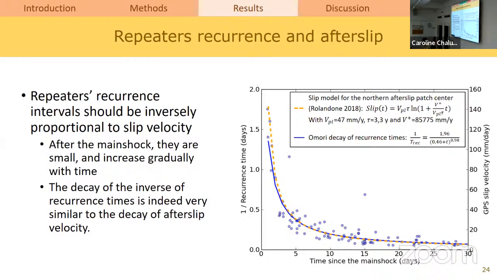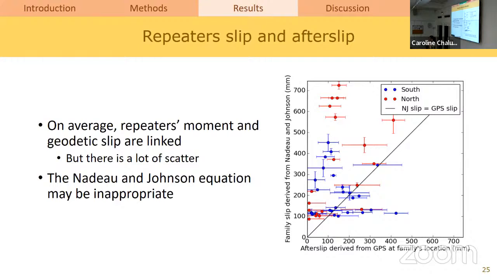However, once we actually look inside and we look at individual families, we find that the repeaters' moments and the geodetic slip are not so well linked. Here I'm showing the slip that is derived from the repeaters by using the Nadeau and Johnson equation, which is to say by using their seismic moments. And then here at the bottom, I'm showing the slip that is derived from the geodetic model at the location of the repeaters. And what you can see is that there is a lot of scatter here.